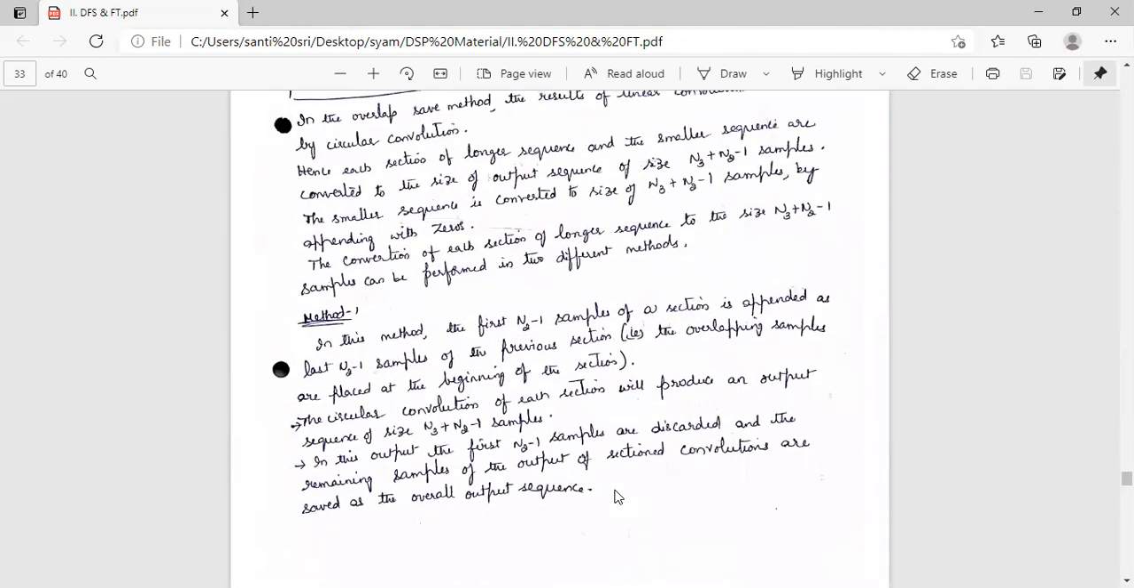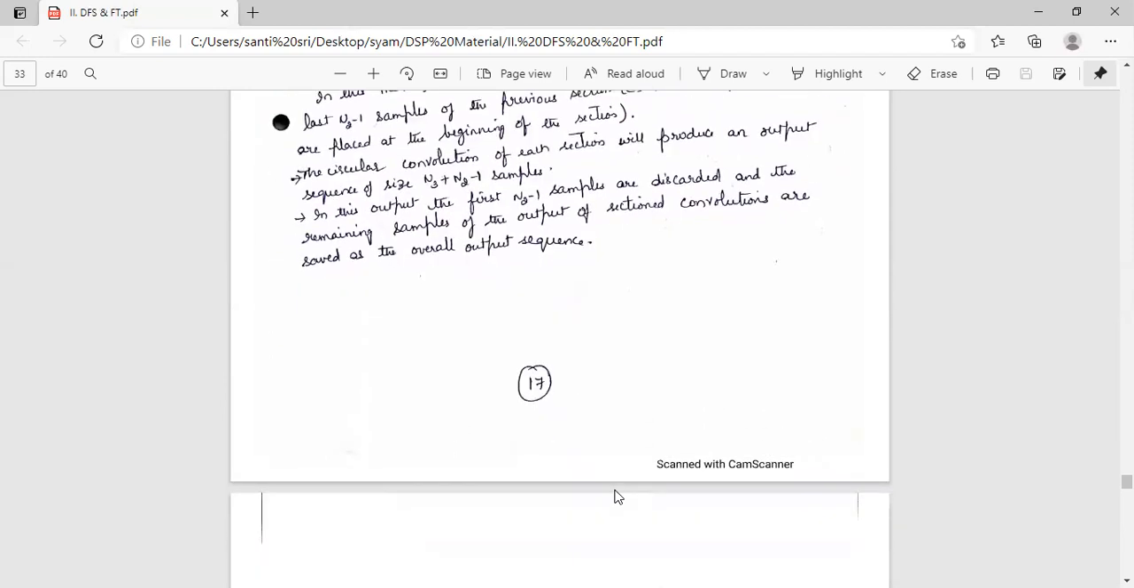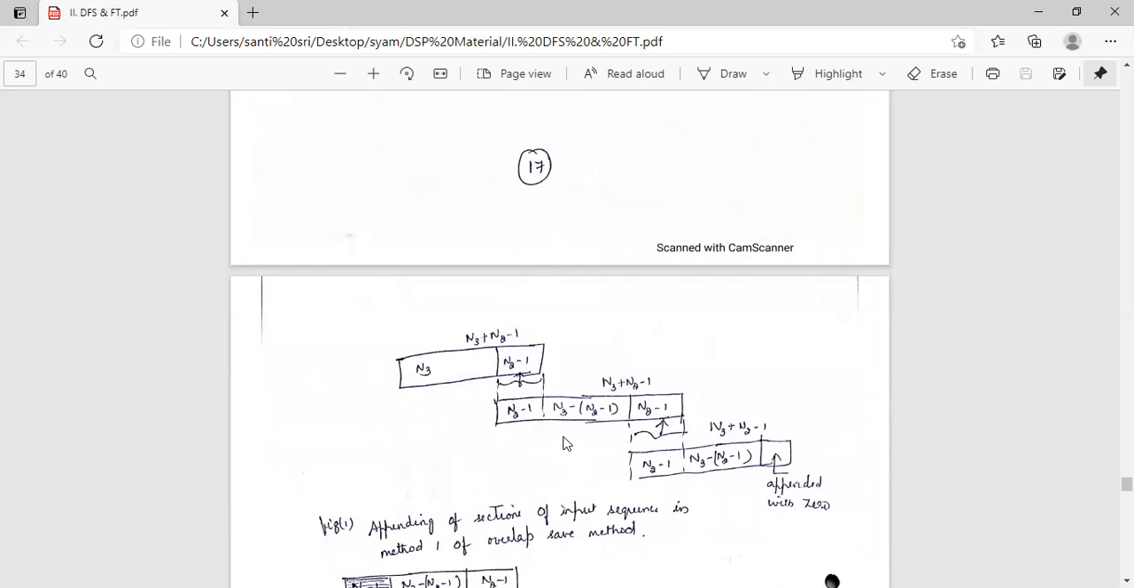Method 1. In this method, the first n2 minus 1 samples of the section are appended as the last n2 minus 1 samples of the previous section, that is, the overlapping samples are placed at the beginning of the section. The circular convolution of each section will produce an output sequence of size n3 plus n2 minus 1 samples. In this output, the first n2 minus 1 samples are discarded and the remaining samples of the output of the section convolutions are saved as the overall output sequence. See, n2 minus 1 is appended to n3, that is n3 plus n2 minus 1.